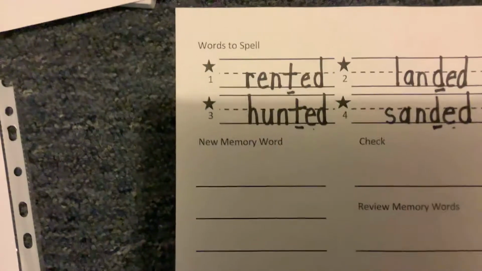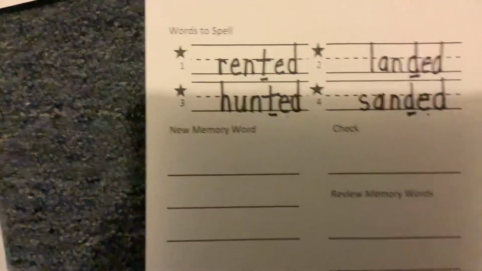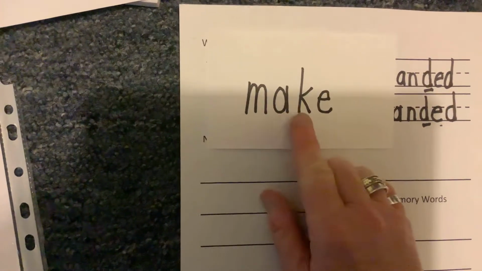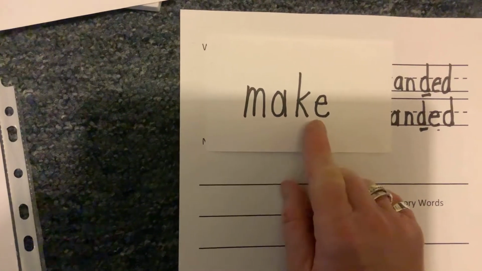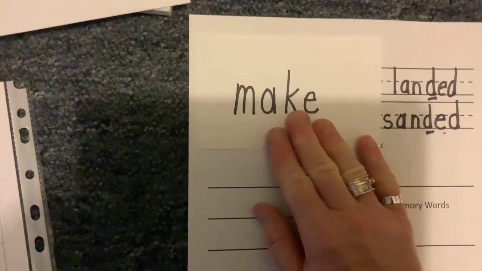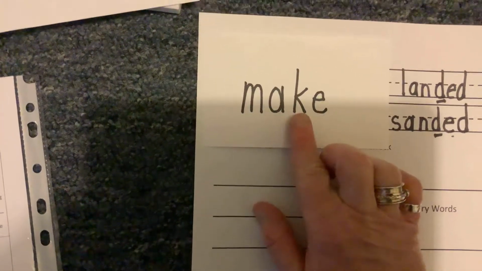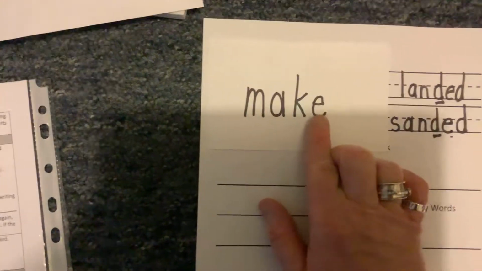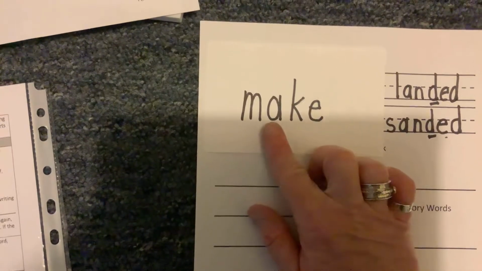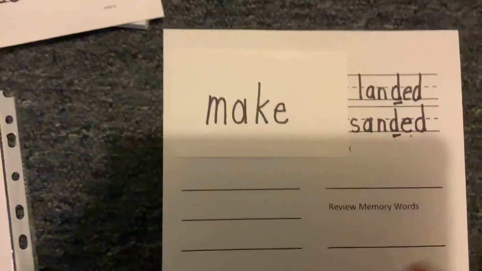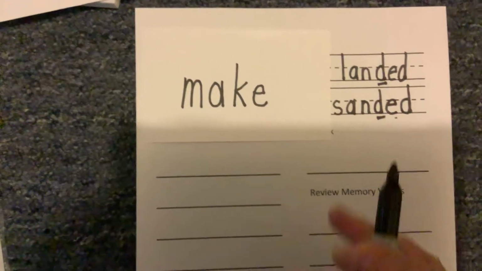Well, we have a new memory word today. Let's look at it. M-A-K-E says make. It rhymes with the word cake. Make. So this is, as some of you might know it, called a magic E. It makes the A say A. I will make a cake.